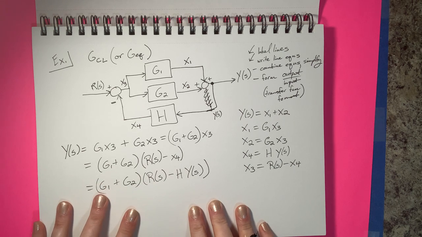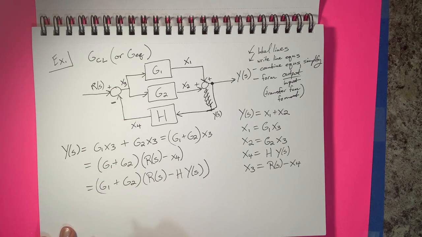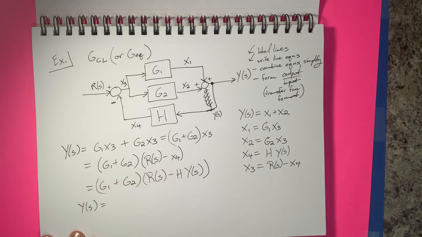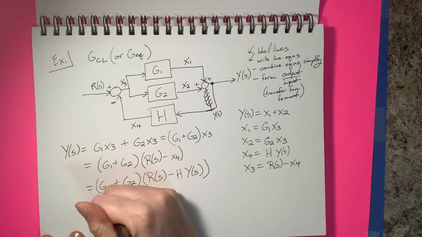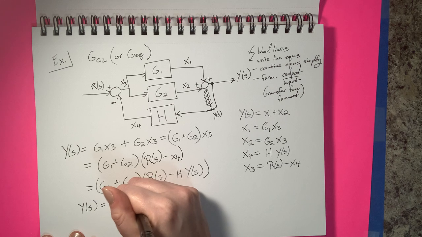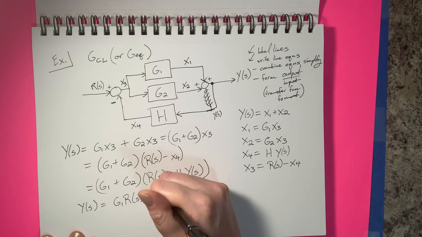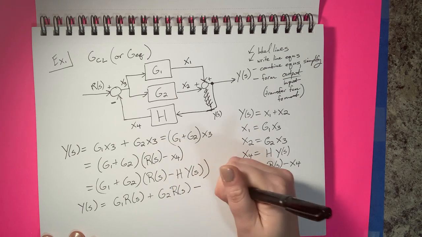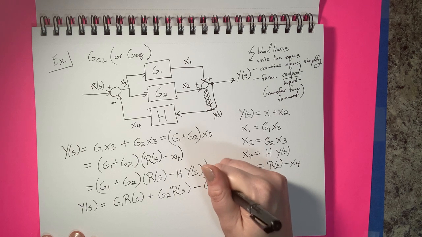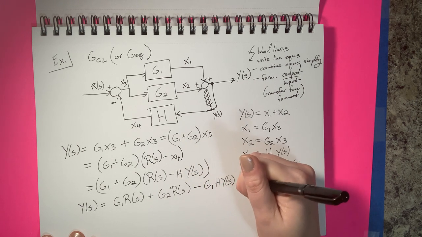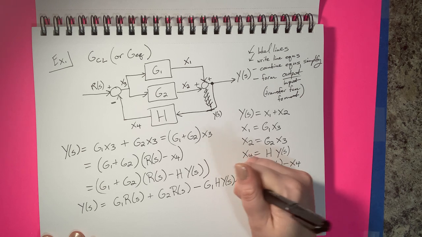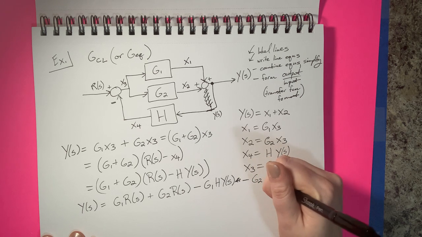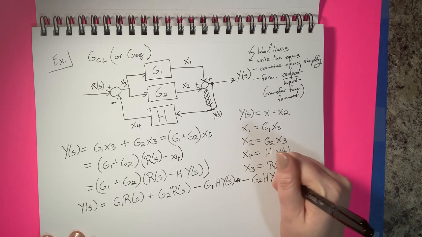And we are able to combine this equation and simplify it. So what we're going to have is y of s equals, and I'm just going to go ahead and do the distribution here. I have a g1 r of s, and I have a g2 r of s, and then I have a minus g1 h y of s, and again, minus, in this case, there's still a negative sign here, g2 h y of s.